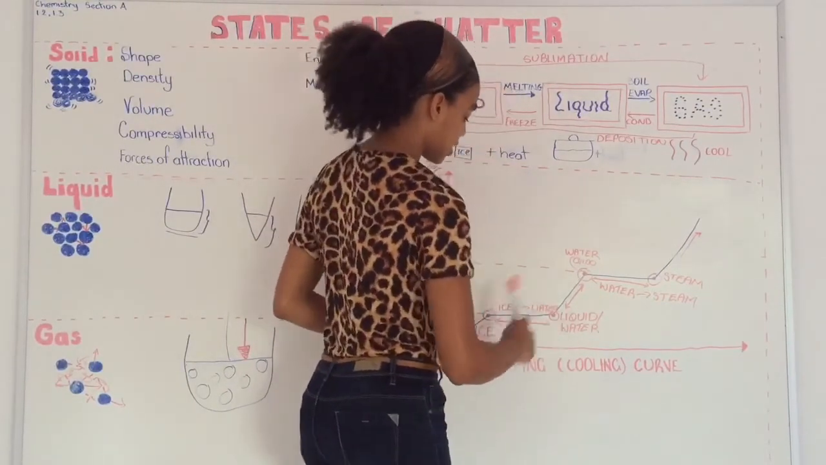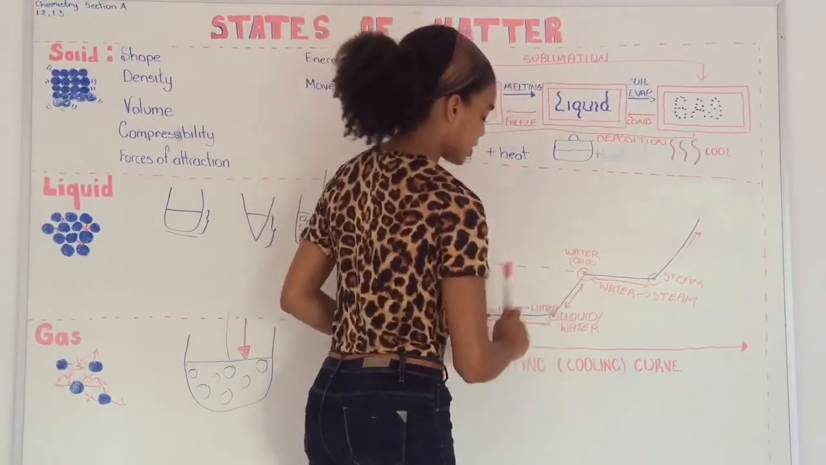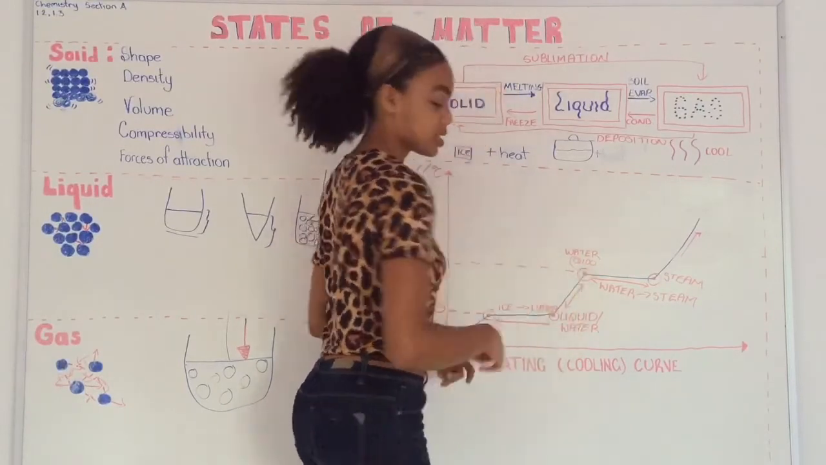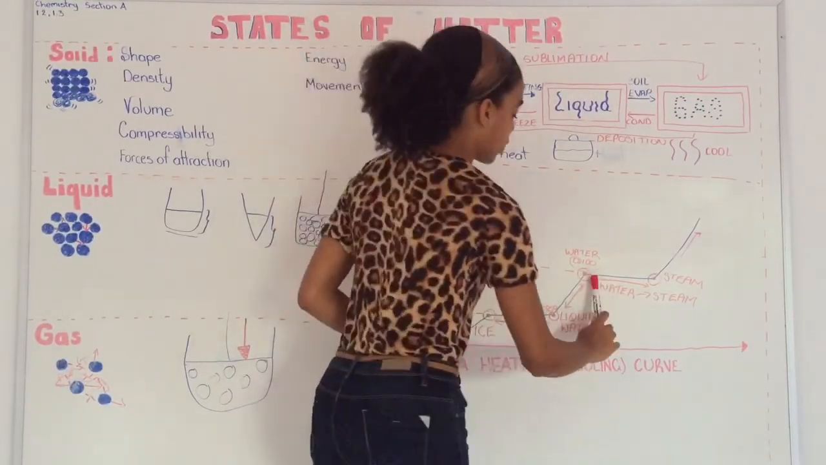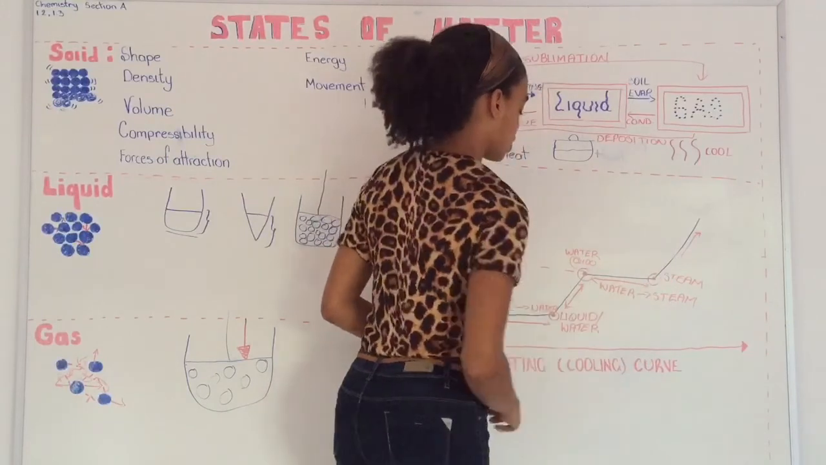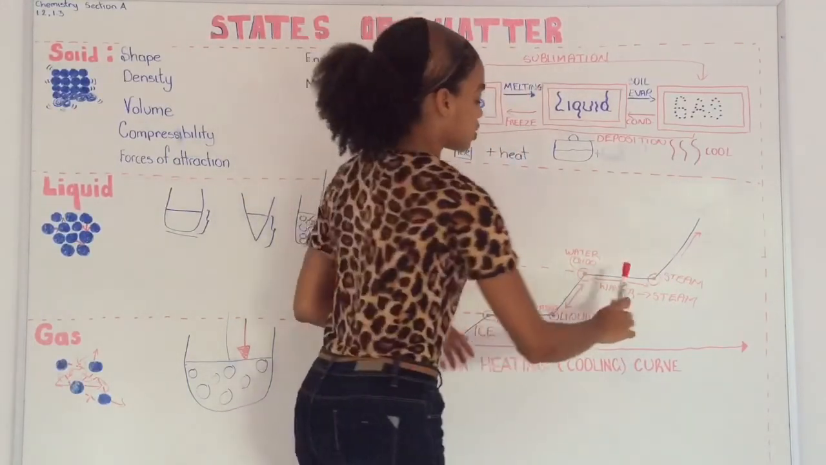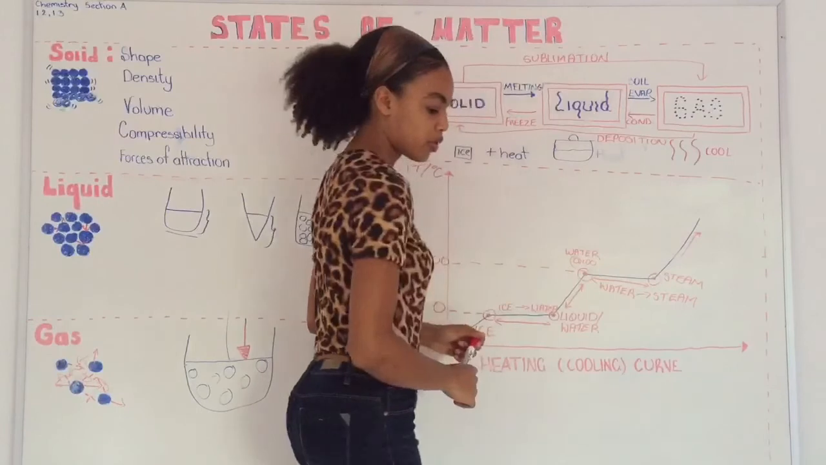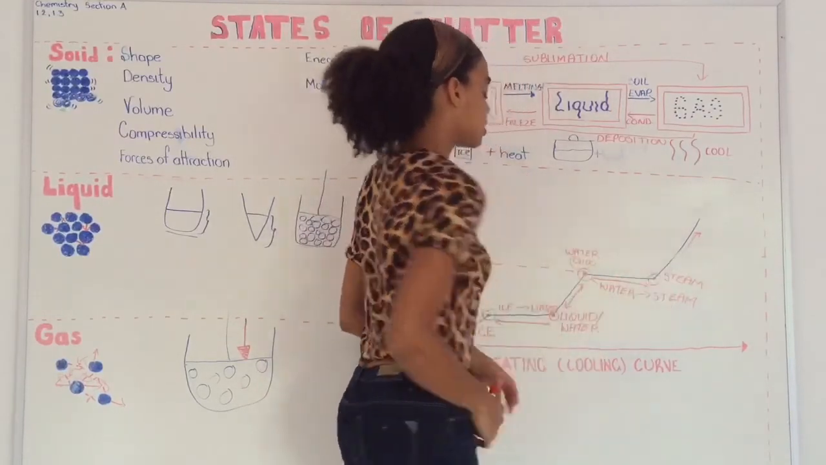Then we have water at 0 degrees. Then we have water that gains some energy and becomes water at 100 degrees Celsius. Then we have water becoming steam without any temperature change. So that would be boiling or evaporation. And then steam gains some energy.